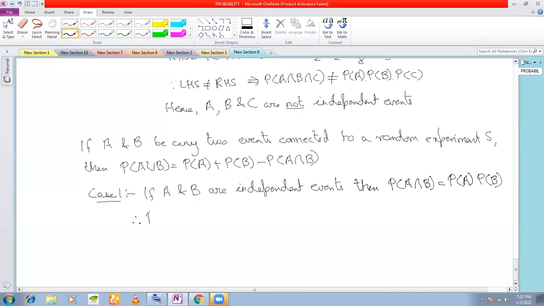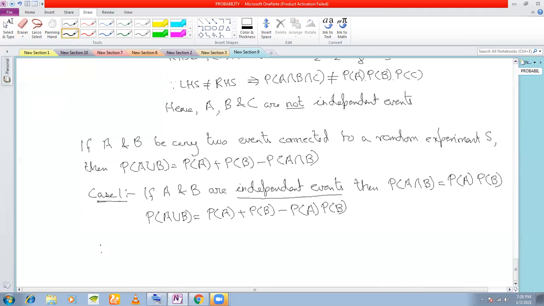So therefore, what will this formula become? P(A union B) is equal to P(A) plus P(B) minus P(A) into P(B), right? Only if you know that A and B are independent. If you don't know, then you cannot write this. Understood? They have to be independent events for you to apply this formula. Remember, if A and B are independent events, then P(A union B) is equal to P(A) plus P(B) minus P(A intersection B).